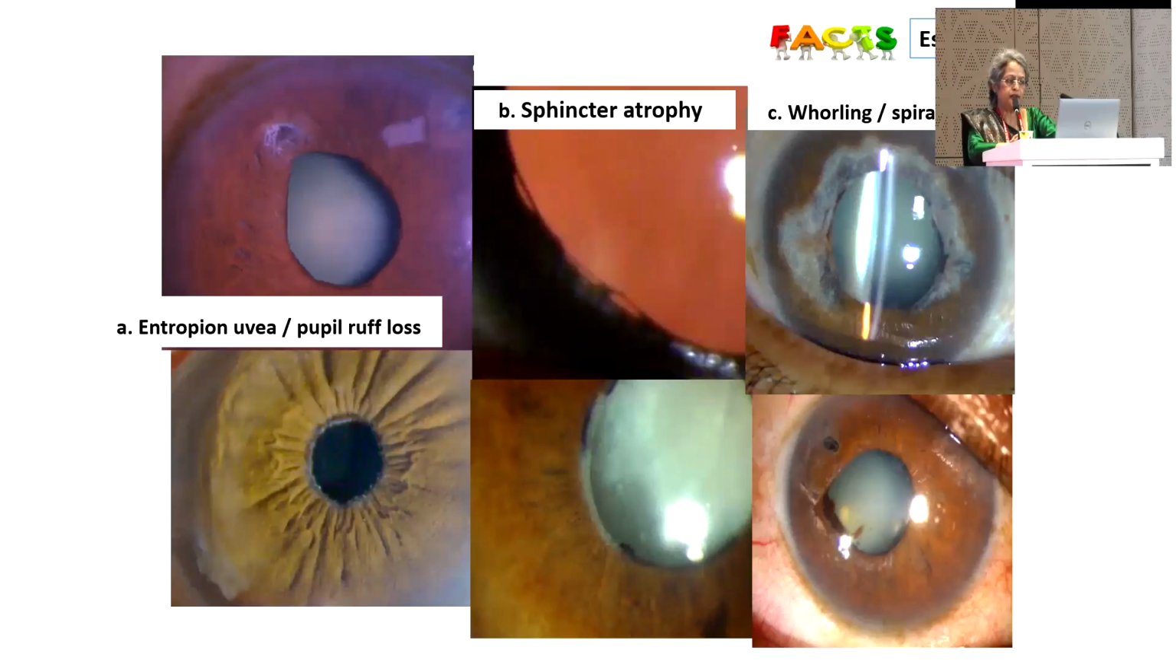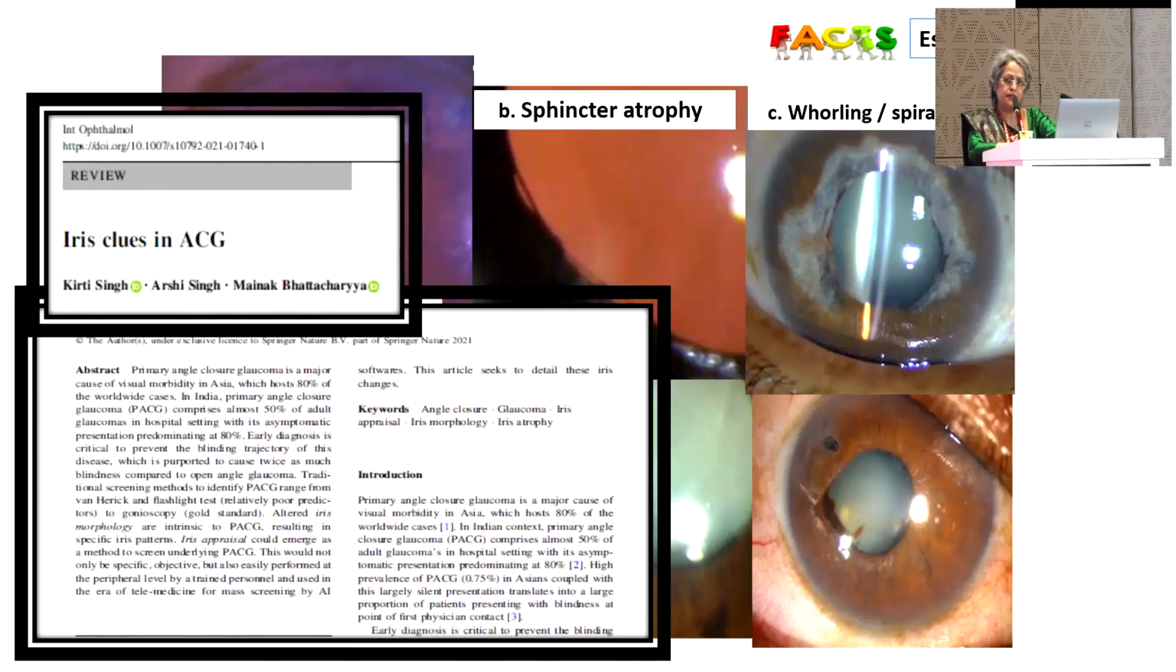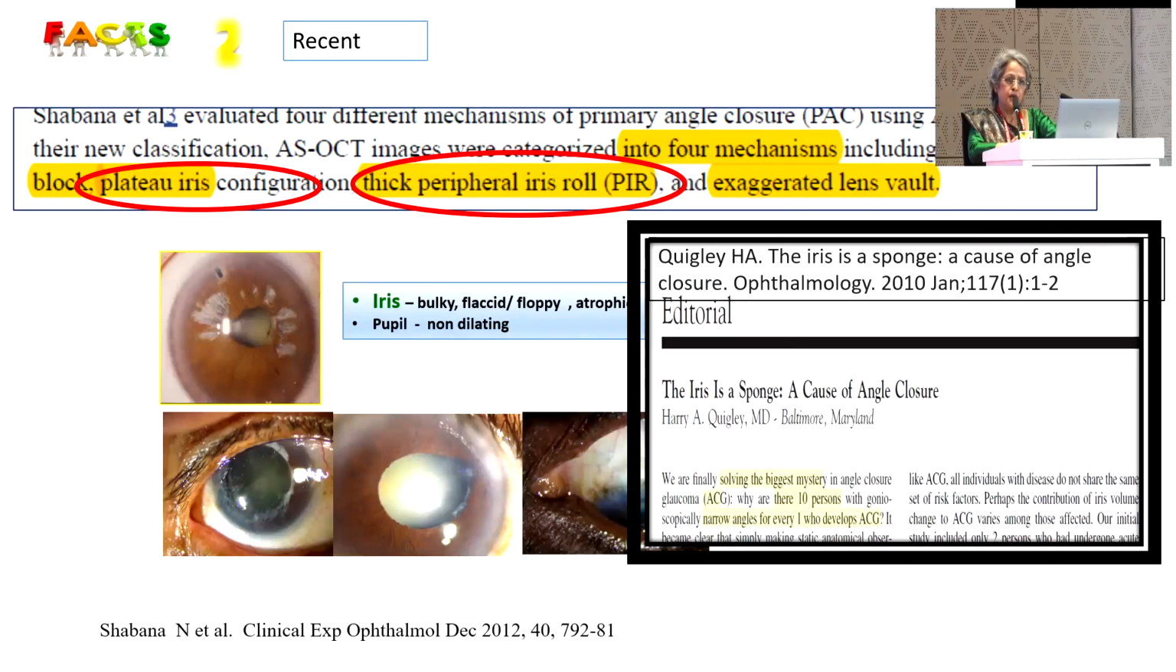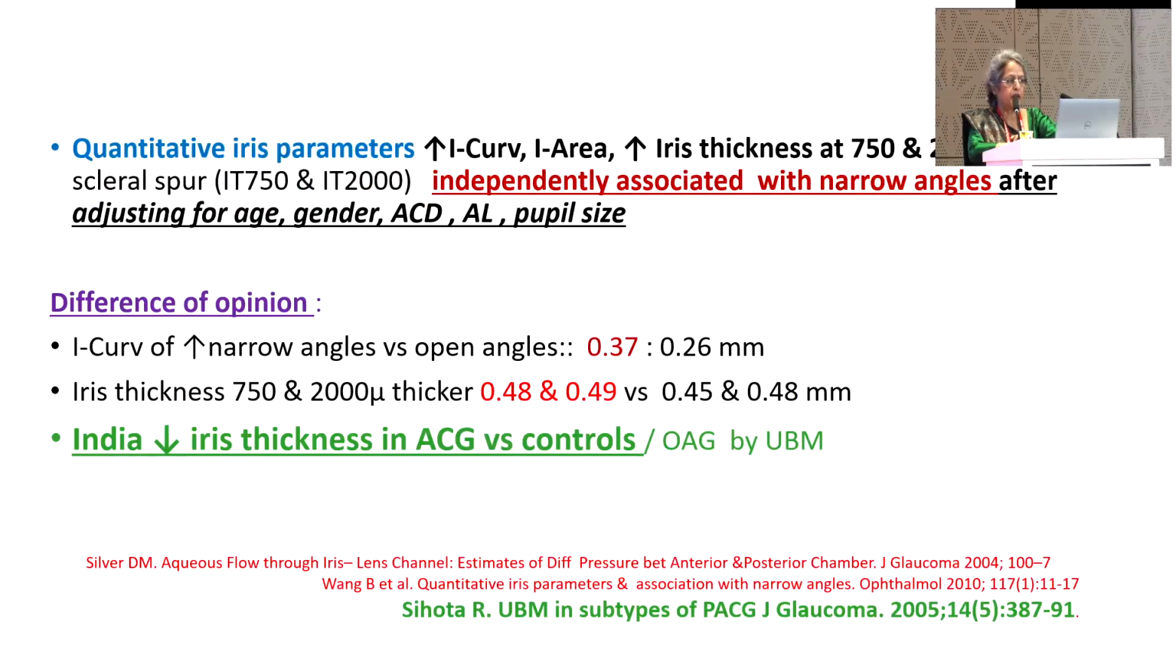The other fact, of iris, which is established since our post-graduation, we've been reading about the sphincteric atrophy, the whirling, the ectropion uvea. We know all that the iris causes of angle closure glaucoma are many. What we now need to know is, in addition to that, we have something called a thick peripheral iris roll, or the PIR, which is a problematic situation, and in those situations the treatment will vary. When we went back to literature, we found that Quigley had long ago said that iris is a sponge, which is a cause of angle closure, and this has now come up more after the imaging devices have come in.